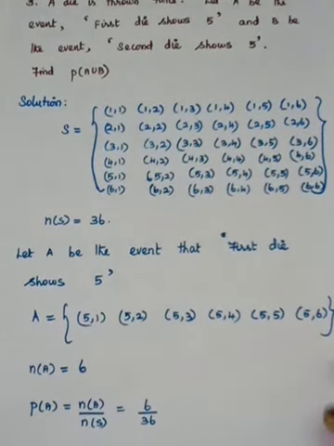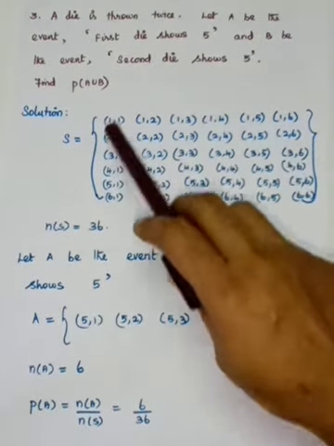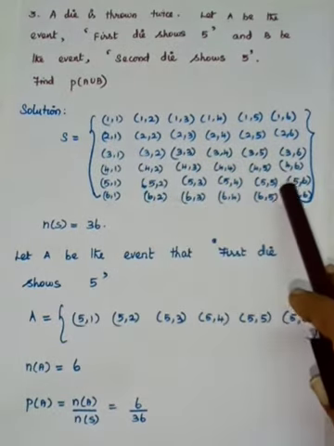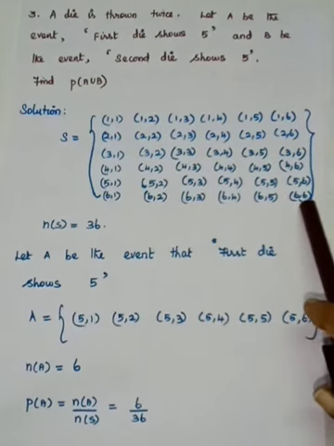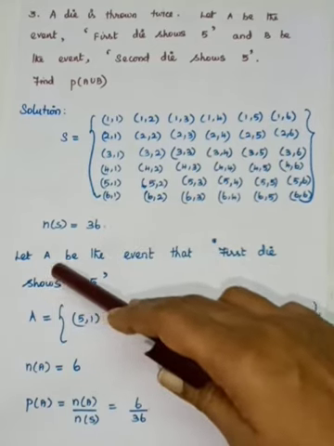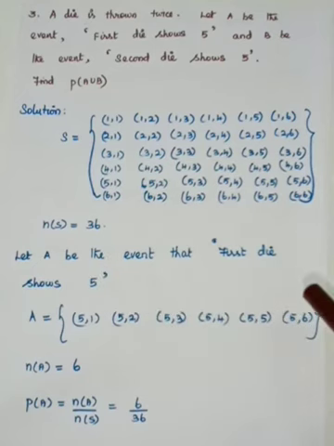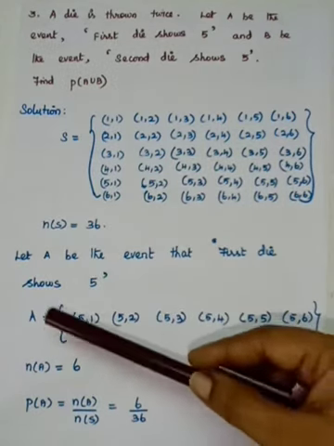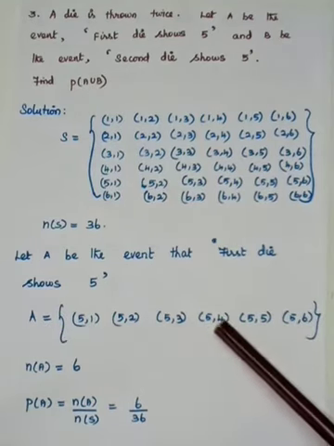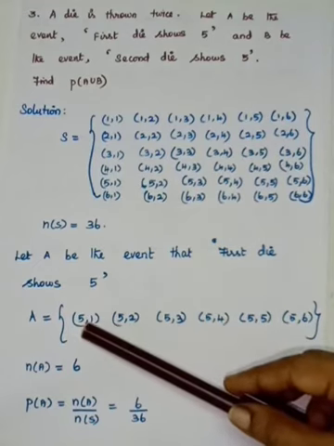So see now, a die is thrown twice, so you will get the sample space. That is 1,1, 1,2, up to 6,6. Therefore n of S is equal to 36. Now, let A be the event that the first die shows 5. What are the elements in the A event? That is 5,1, 5,2, 5,3, 5,4, 5,5, 5,6. In all these outcomes, the first die has the number 5.